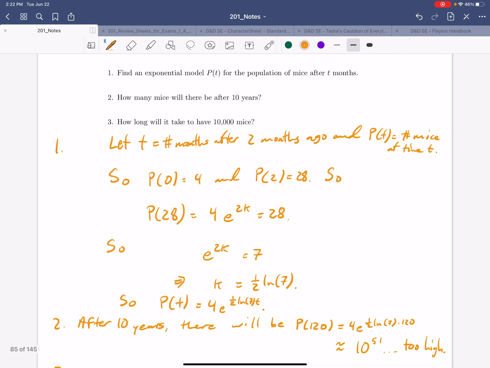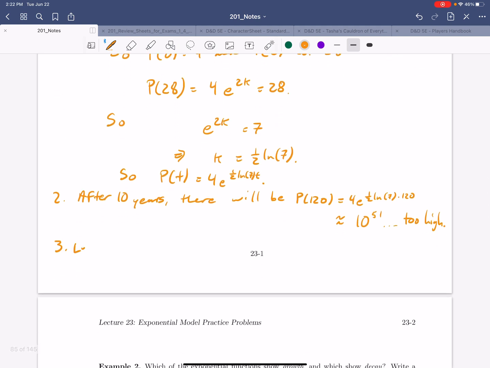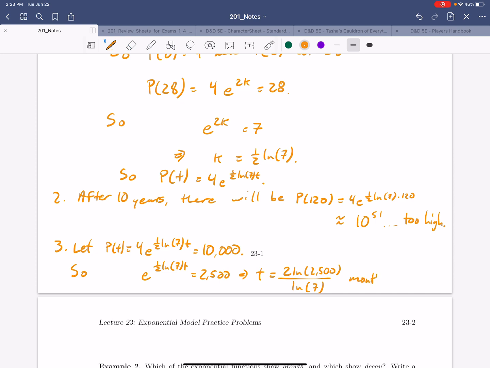Anyway, how long will it take to have 10,000 mice? Not too long, apparently. All right, all we're going to do is we're going to let P of T equal 10,000. And we're just going to solve for T. All right, that's all we're going to do. This is 2,500. Right, and I'm just going to do a little bit of mental math here, hopefully correctly. I think we're getting that this is going to be 2 ln of 2,500 over ln of 7. So that long. So months, and just to be clear, months from the beginning, not from right now, because right now was 2 months later. Okay.